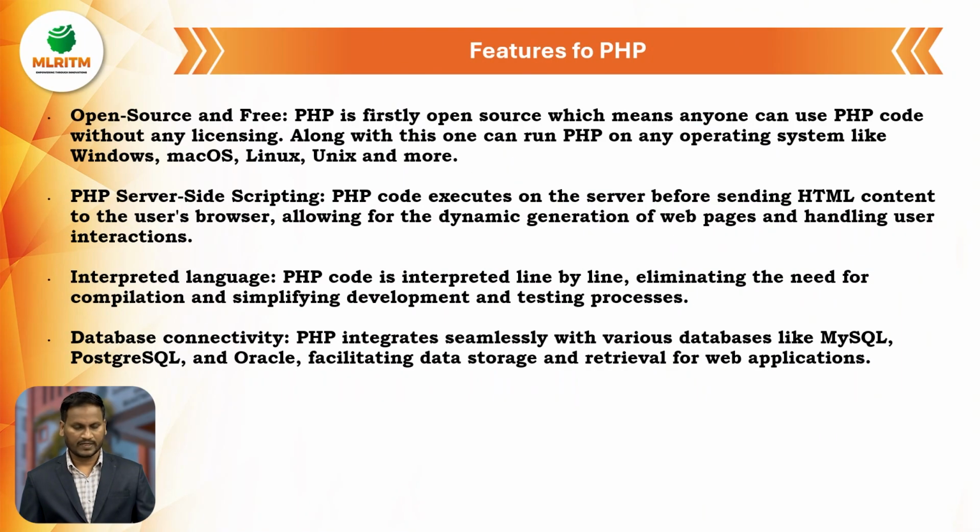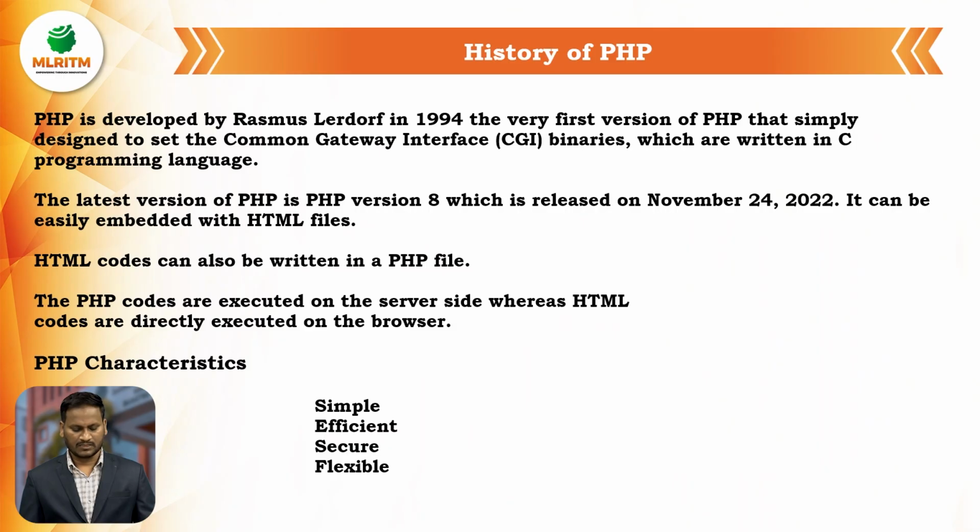We can download and we can use it. History of PHP. PHP was developed by Rasmus Lerdorf in 1994. The very first version of PHP was designed as Common Gateway Interface binaries, which were written in the C programming language. In the initial days PHP was written in C. The latest version people are using nowadays is PHP version 8. Till 2022 we used version 8 of PHP.